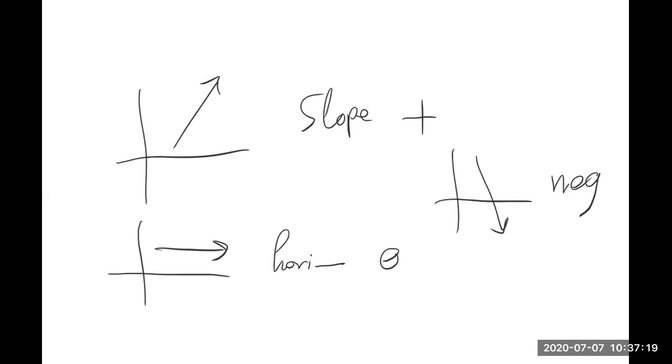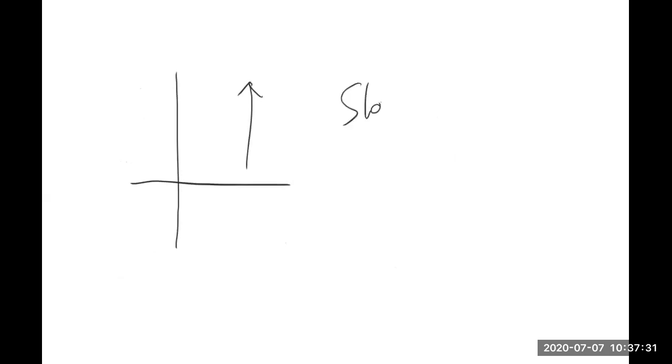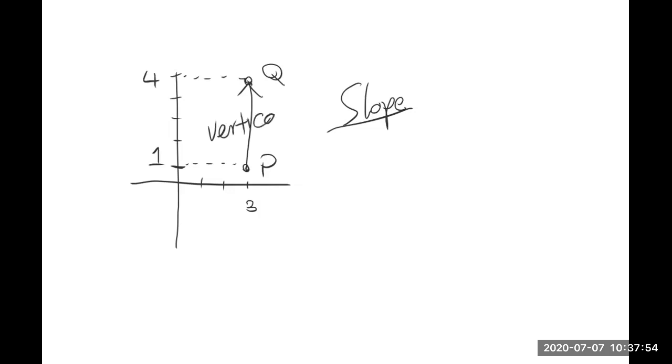Now, there is another case. There is another interesting case, and that's the case where the vector is vertical, like this. What is the slope? Does anyone know what is the slope when the vector is vertical? Well, yeah, that is correct. So suppose it's 3 and 1, it's P, and then Q is 3 and, say, 4. This is vertical, right? So P is 3 and 1, and Q is 3 and 4.